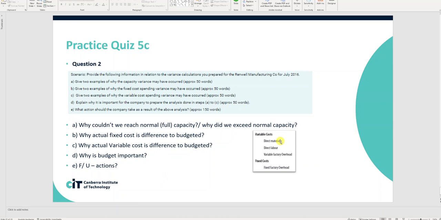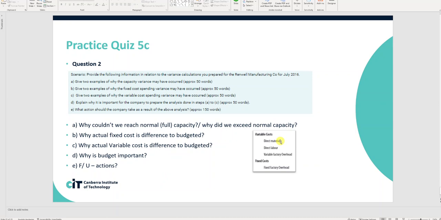50 words. And the last one is what action the company should take as a result of the analysis. Now, the result in the question right now is favorable. So you will probably be thinking, in that case, we need to revise our budget, obviously, and it seems to us that we actually have more cash. We could think about reinvesting the cash, or we can adjust the selling price to a lower selling price so that we can boost our sales figure.